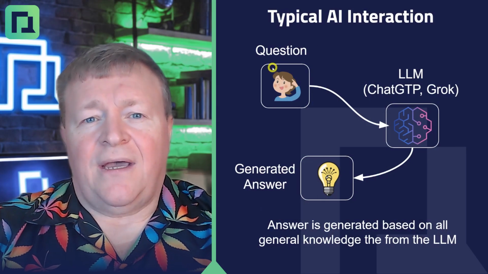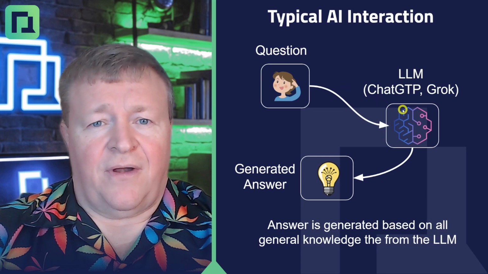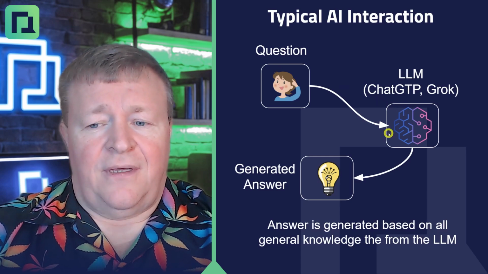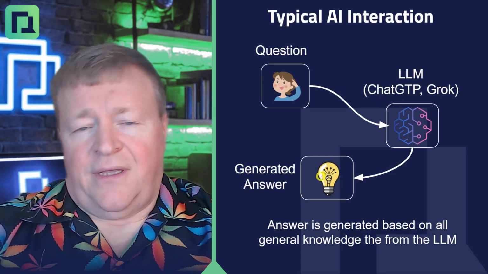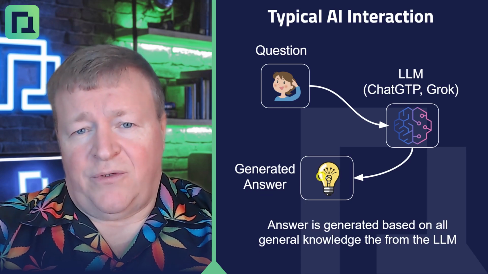So in a typical AI interaction, a user asks a question to ChatGPT or Grok, a language learning model, and it generates an answer. So the answer is generated based on all the general knowledge that's been fed into the language learning model.